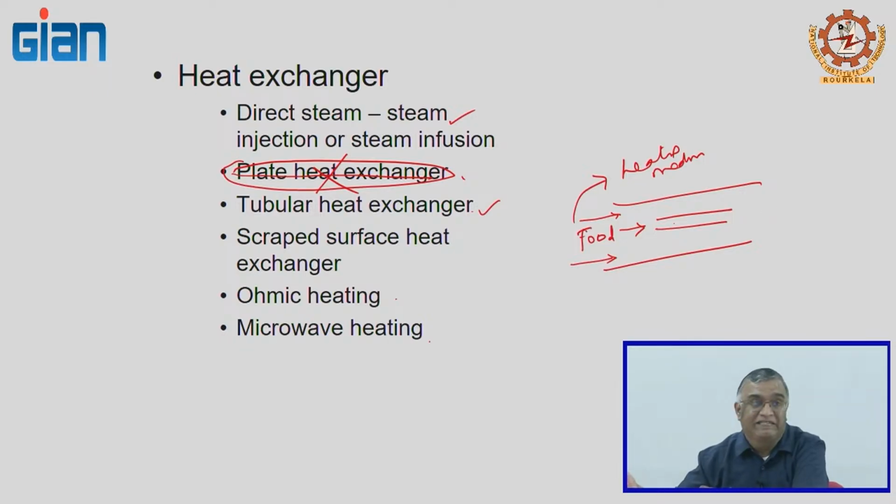The scrape surface heat exchanger is similar, but inside you add another rod, and that rod has some type of scraping blade. When the fluid is passing through, this rod is going to rotate at a certain RPM, and it is going to scrape the interior surface of your heat exchanger. Why are we doing that?